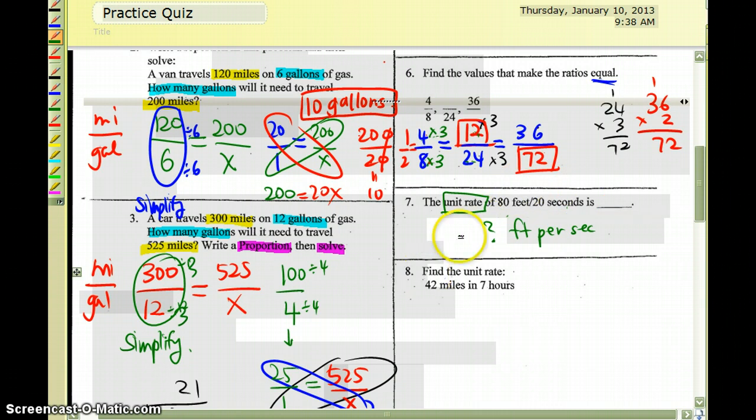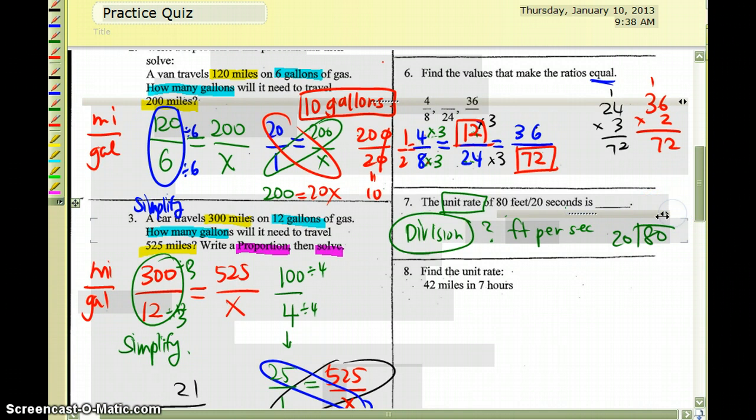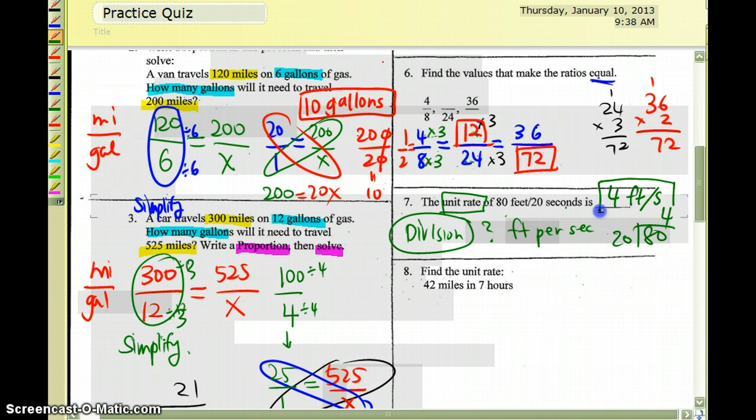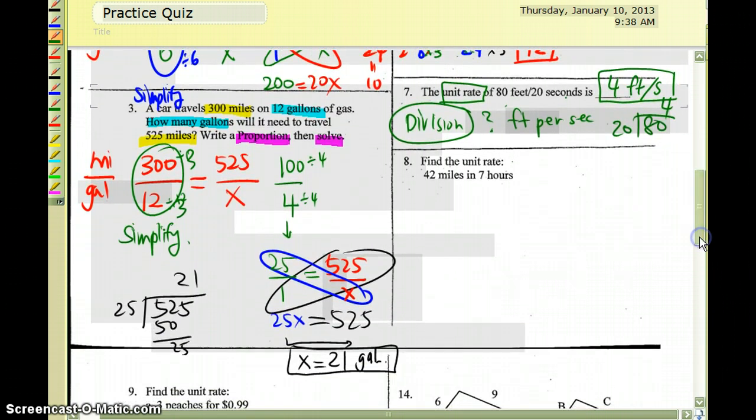I'm simply doing a division. I'm just going to divide those two numbers that I see. If I divide those two numbers, 80 divided by 20, that gives me 4, which means my answer is 4. 4 what? 4 ft/seconds. And that would be my appropriate labeled answer, giving me a full credit on that quiz question if it was a quiz. Same thing for 8.